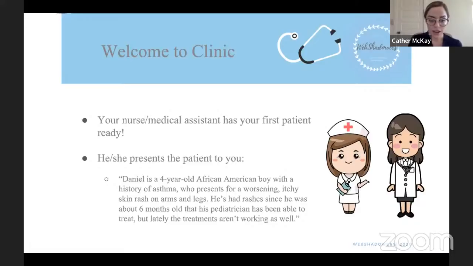So then they say, Daniel, so Daniel's your first patient. He's a 4-year-old African-American boy. He has a history of asthma and he presents for a worsening itchy skin rash on his arms and legs. He's had rashes since he was about 6 months old and his pediatrician has been able to treat them, but lately the treatments aren't working as well.